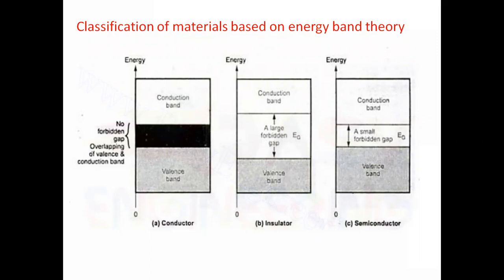Coming to the semiconductors, they are in between the conductor and insulator. There is a small forbidden gap between the conduction band and valence band, around 1 electron volt only, whereas for the insulator it is very high.